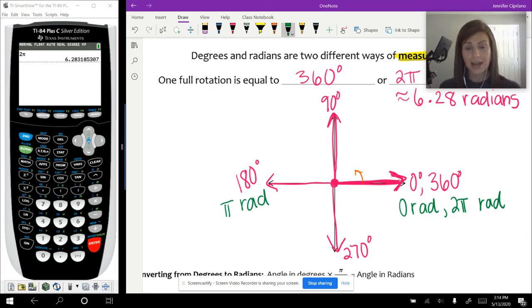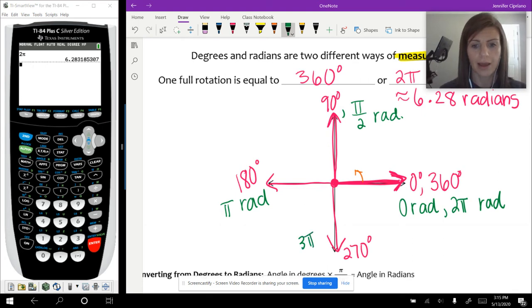So 180 degrees is exactly the same as pi radians. It's just 2 different ways to measure that angle. 90 degrees is half of 180, so it would be half of pi. That's pi over 2 radians. 270 degrees is 3 pi over 2 radians. Okay? So those are your important angles labeled in degrees and radians.